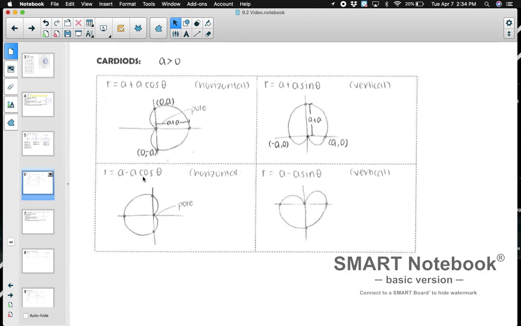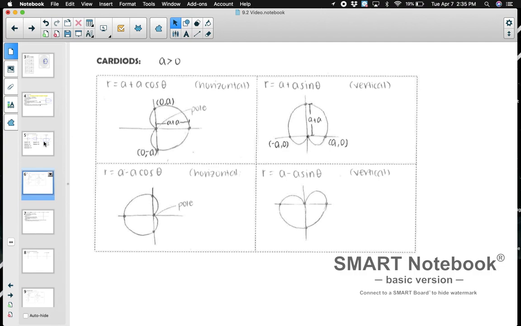Now, if it's negative, it just gets flipped over that axis. And now, if it's the sine, like we said, for cosine, they're horizontal. For sine, they are vertical. And if it's a negative sine, it just gets flipped over this axis now. So there's a lot of symmetry in these graphs. Like I said, these are the graphs of cardioids. We're going to look at another graph also in just a few minutes.